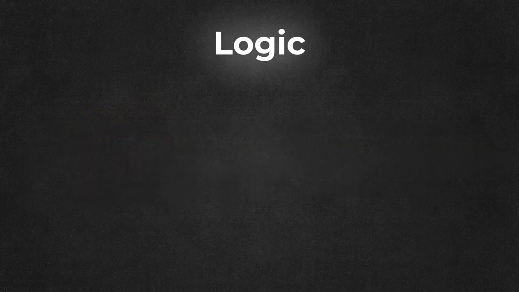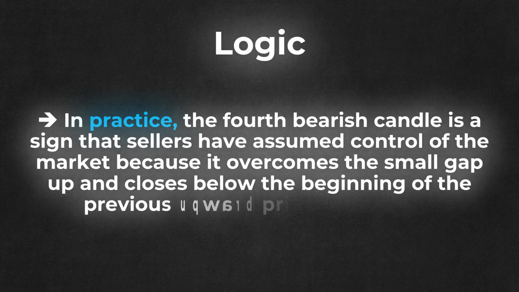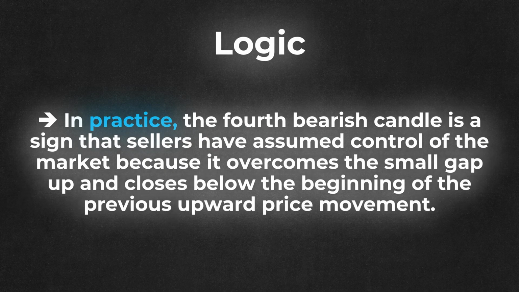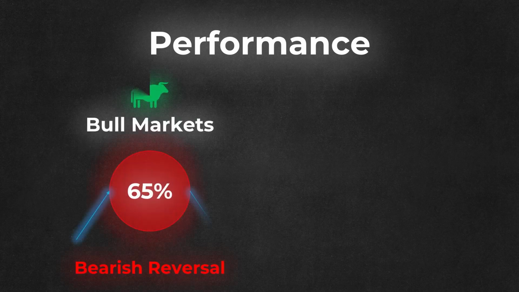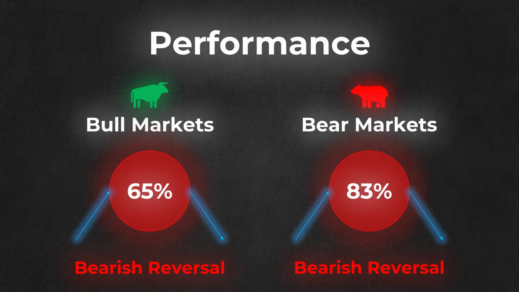The way of analyzing this pattern in a way that matches the real market evidence is that the last candle makes it clear that sellers have assumed control of the market, because one single candle can overcome the small gap up and 3 consecutive bullish candles. That is an extremely powerful selling signal, so despite the original name, this pattern signals a bearish reversal because of that. The real market data shows that the pattern works in the opposite way it's supposed to. In bull markets, it works as a bearish reversal 65% of the time. And in bear markets, it works as a bearish reversal 83% of the time.